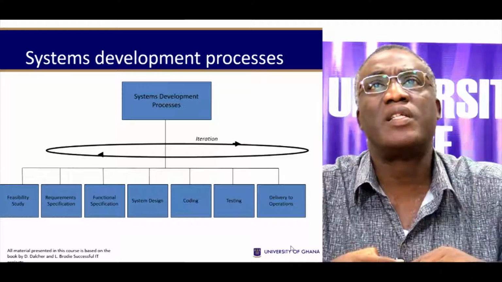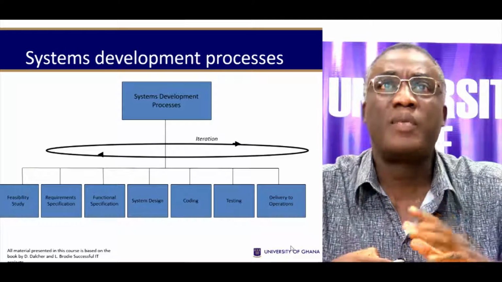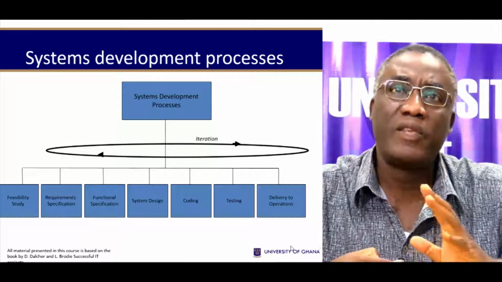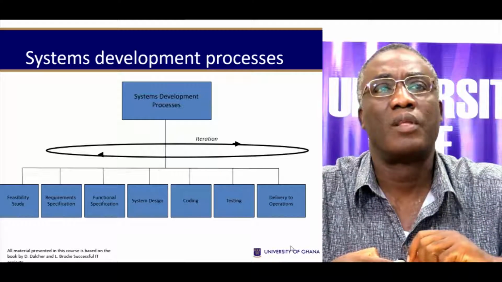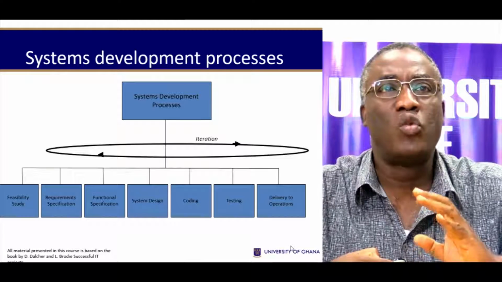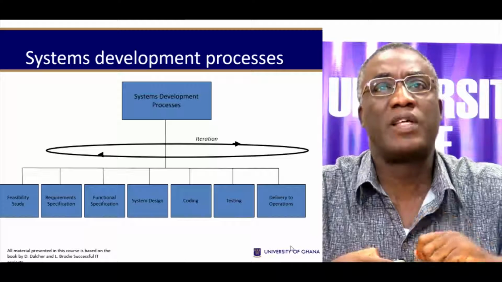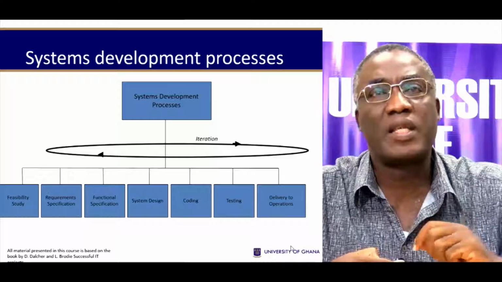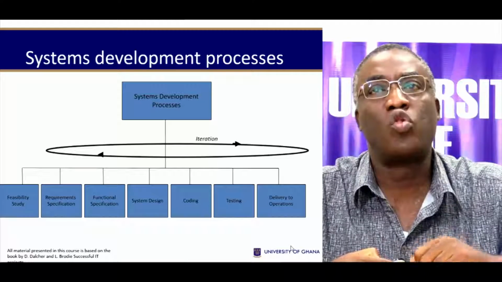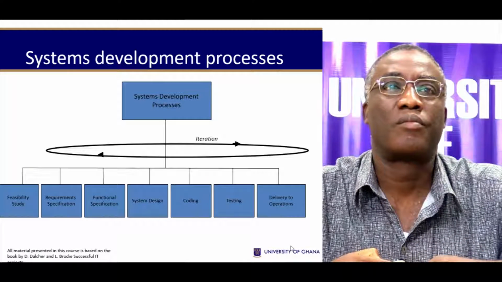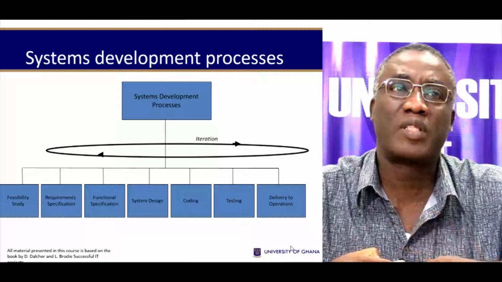What is involved in the system development processes? Right. These system development processes are of an iterative nature, starting from a feasibility study, from which you do a requirement specification, then a functional specification, a system design, coding, testing, and delivery to operations. So seven things are required for the system development processes.